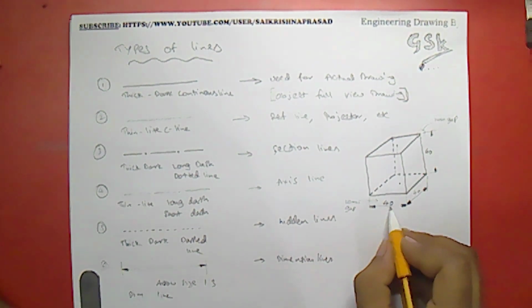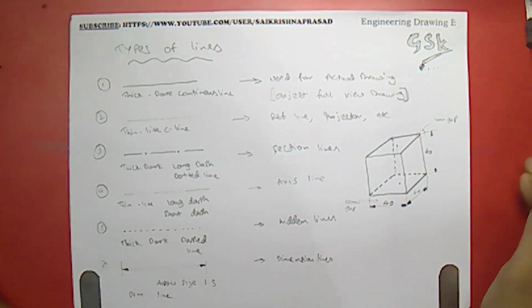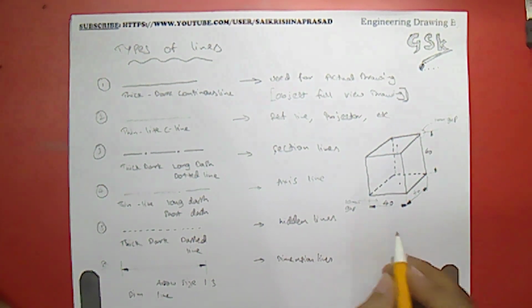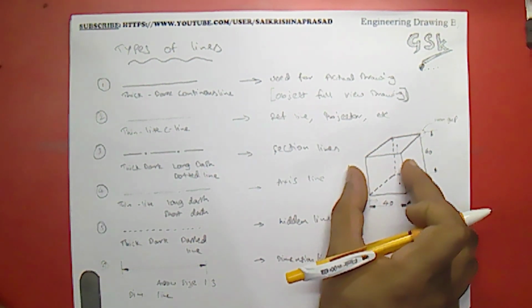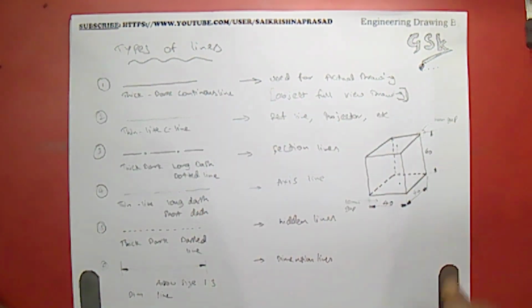You have to follow either the aligned dimension technique or else the angle dimension technique, but you have to follow only one type of dimensioning for one particular side of the sheet or one particular drawing section.